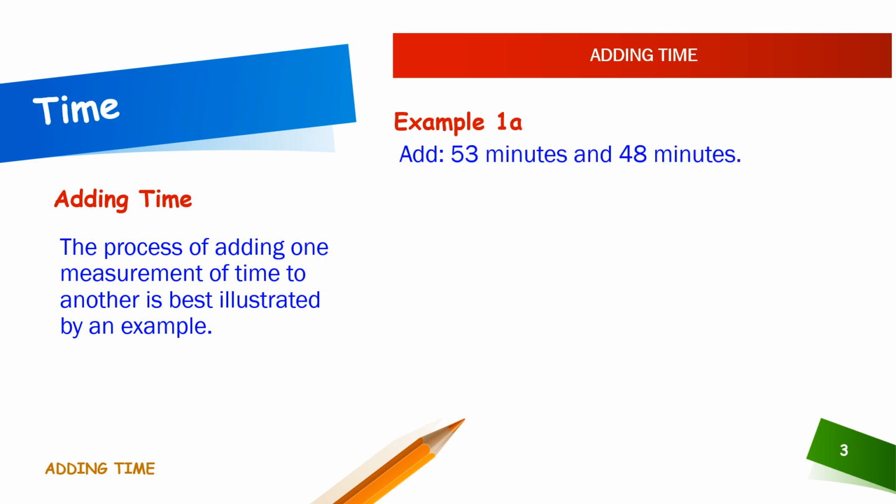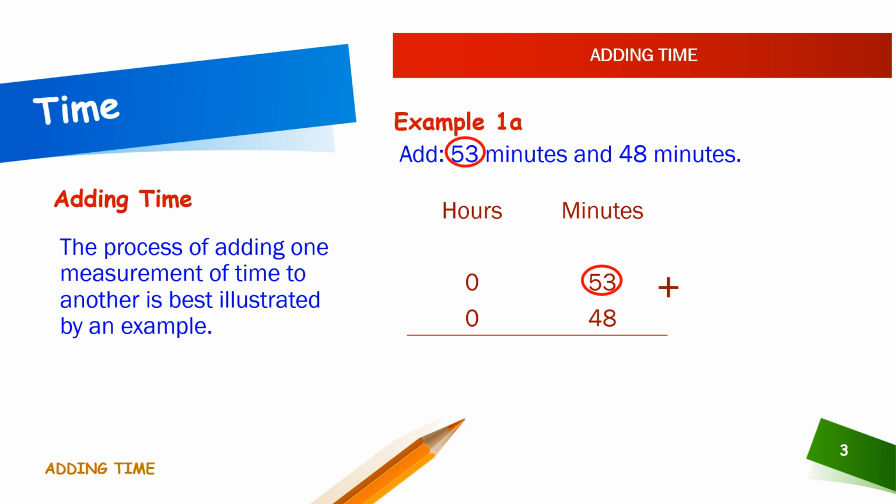Let's try adding 53 minutes and 48 minutes. We set up a table to help us with this. Place the minutes in the minutes column and the hours in the hours column. In this example, there are 0 hours, so we put 0 hours as shown. Now let's add 53 to 48. 3 plus 8 is 11. Position 1, 1 in the same column and carry the other one over.